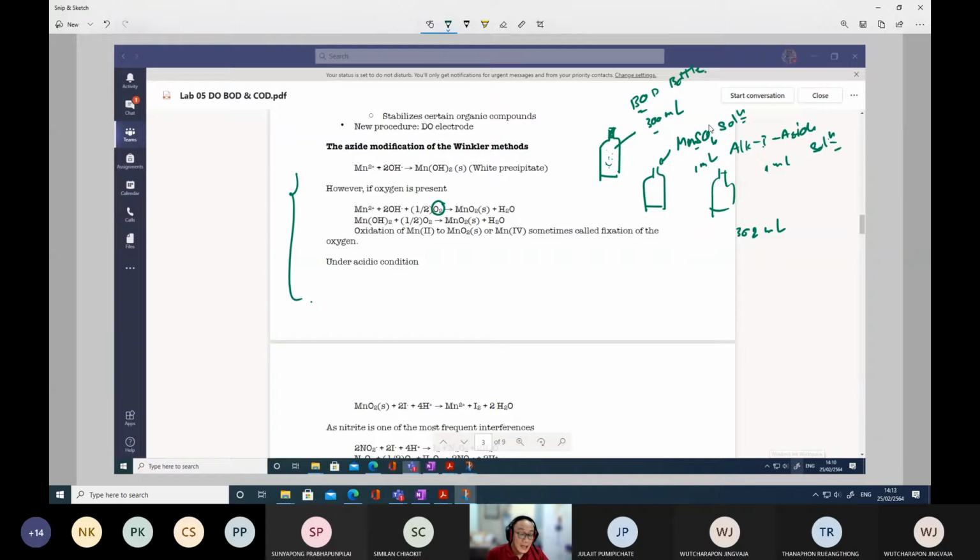Manganese sulfate, the color is pink. So once we add it into this bottle, what will happen? The dissolved oxygen inside the water sample will react with the manganese, and the hydroxide coming from the alkali iodide azide will also react with the manganese. If oxygen is present, manganese reacts with the oxygen, and then it produces a brown precipitate of manganese oxide. So this one is actually manganese 4 oxide. On the other hand, we can rewrite this equation like this: manganese hydroxide reacts with oxygen, and then we get manganese 4 oxide. This one is the precipitated form, brown precipitate.